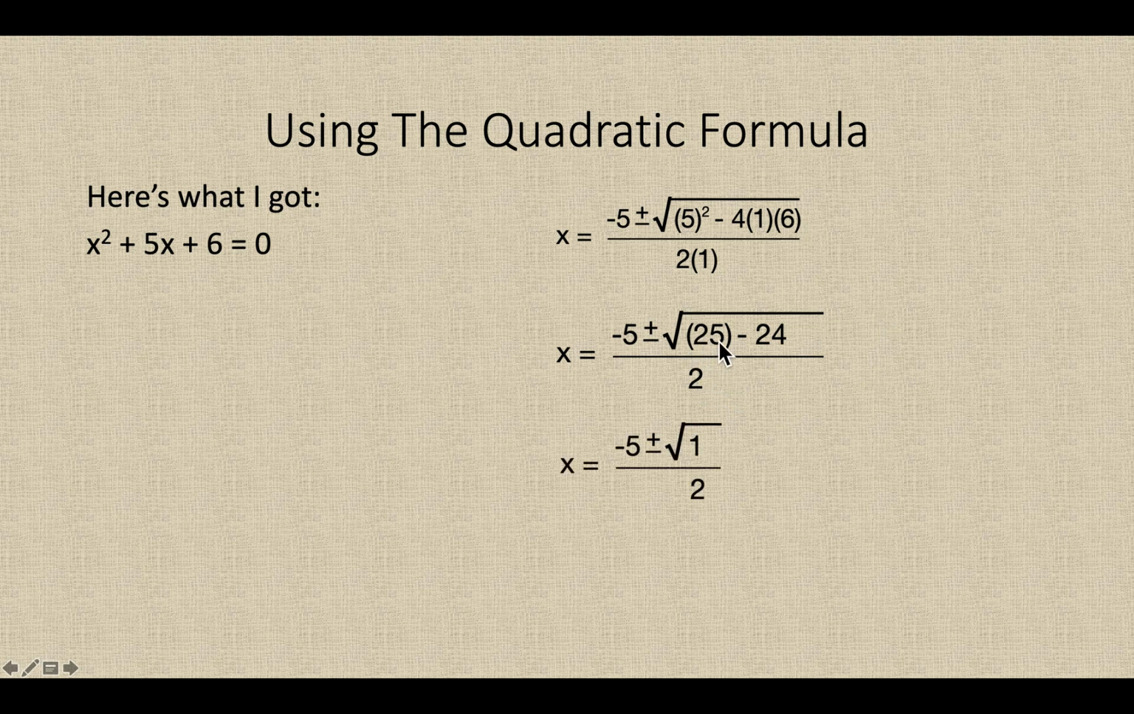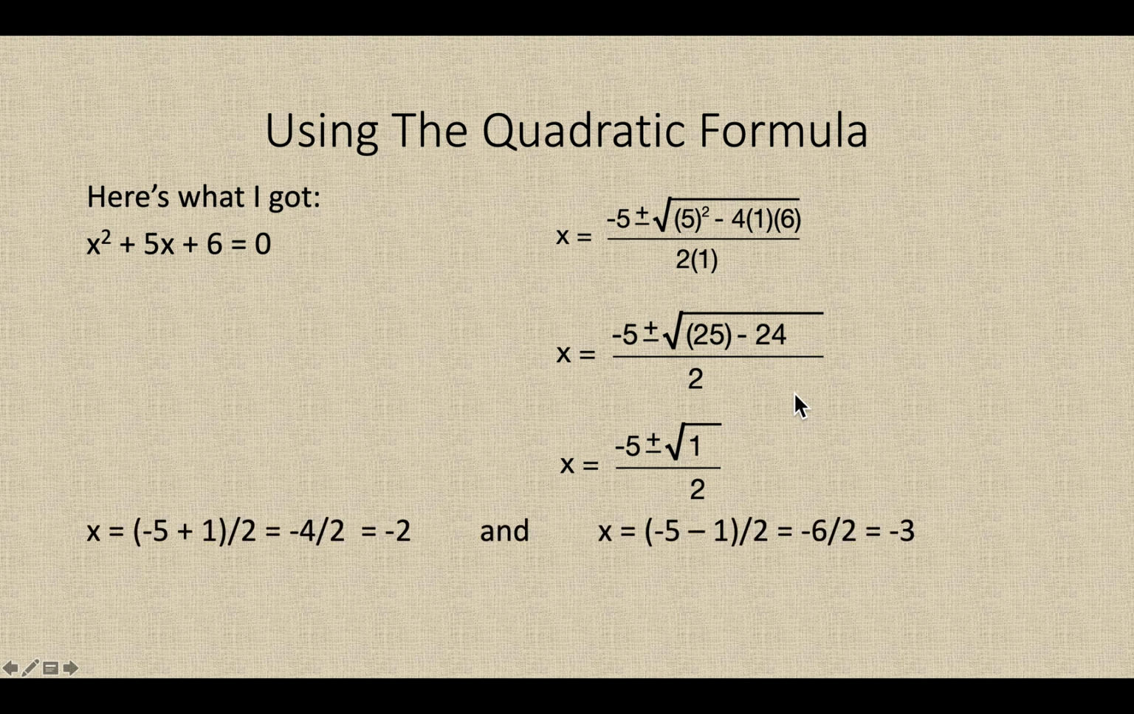Now under the radical, we've got 25 minus 24, so that equals 1. Bring everything else down, so we've got a negative 5 plus or minus the square root of 1 over 2. Now we know that the square root of 1 is 1, so we've got negative 5 plus 1 divided by 2, and then negative 5 minus 1 divided by 2.